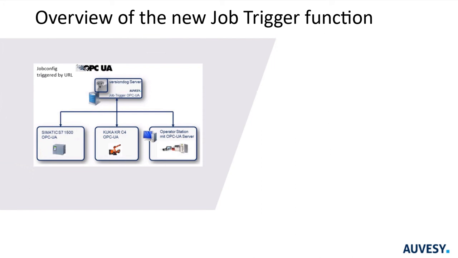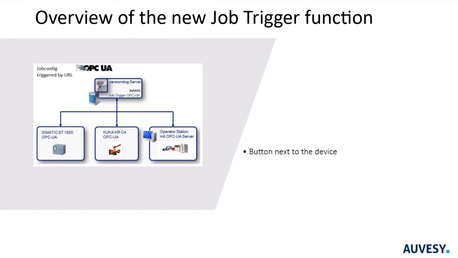So up to now in VersionDog, you've either had to wait for the next scheduled upload or execute a job manually. But the new job trigger function changes that, doesn't it? Yes. Here you see the VersionDog server and the OPC UA client connect to different devices on the shop floor. For example, an S7-1500 PLC.